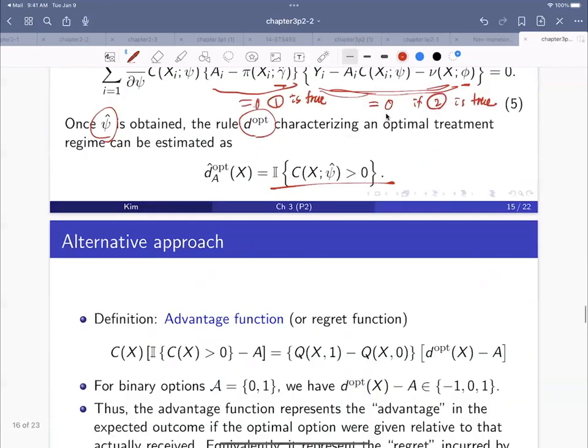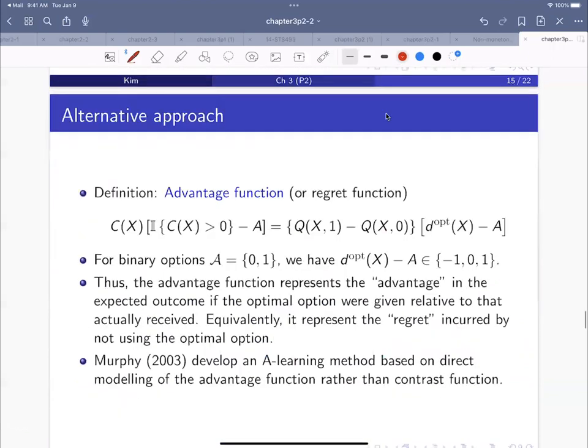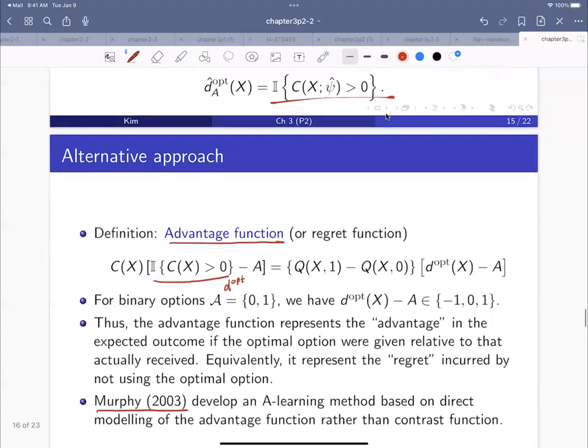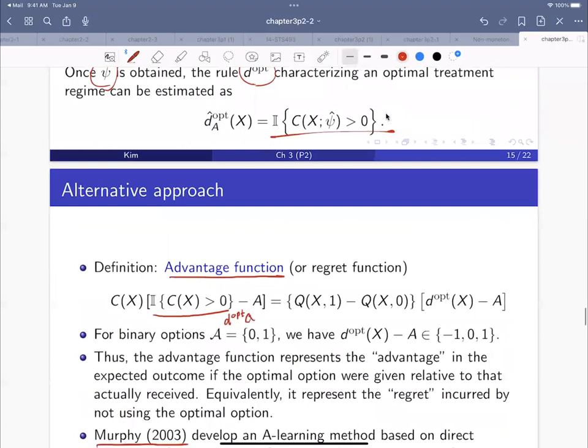And then later, Susan Murphy, who is also very famous, reframed the problem in terms of the advantage function. That is her idea. So what is the advantage function? You can think of it this way. This is the optimal, right? Remember, the optimal decision rule is this one.